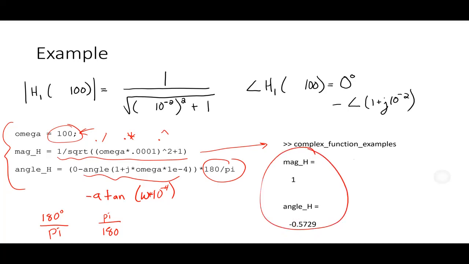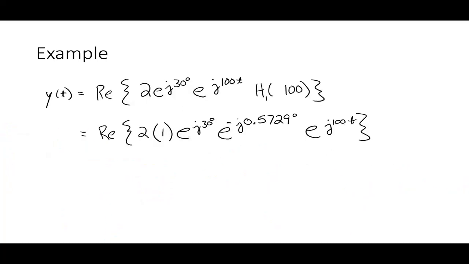So h1 at omega equal to 100 has magnitude 1, and the angle of that is equal to negative 0.5729 degrees. Okay, so how do I express the ultimate output?